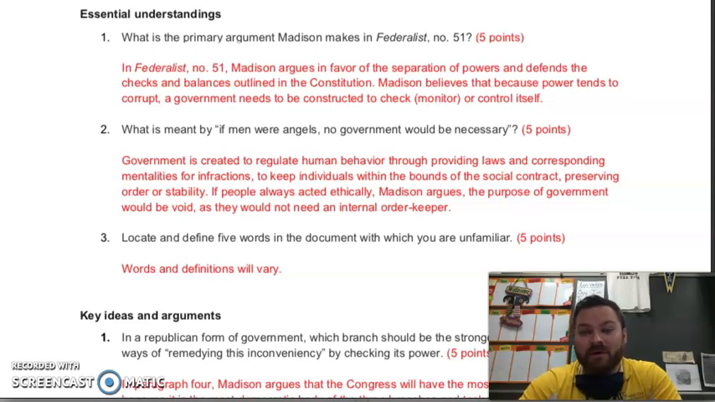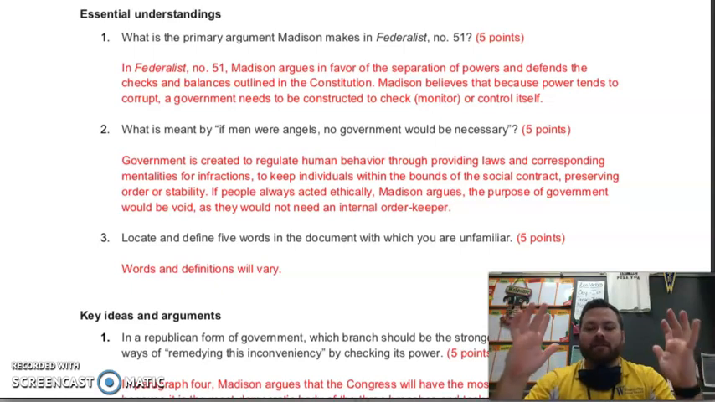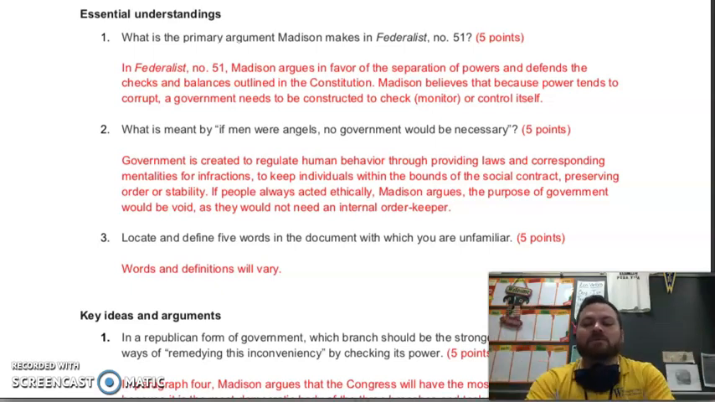And in Federalist 51, he really gives us the best look at the Constitution from its bare bones. What is it doing? How does it work? And why should we support it? So Federalist 51 is probably one of the most important ones, and it's why it's the first Federalist paper you guys are reading. So the first question is, what's his primary argument in Federalist 51?